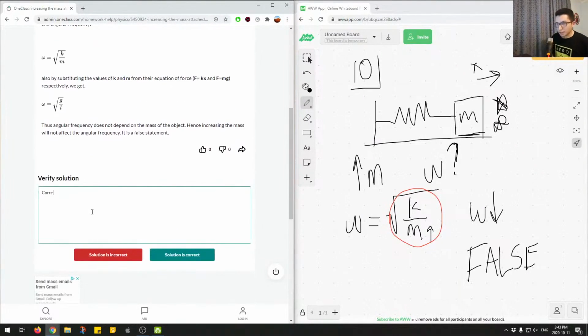So correct answer. Great job. And we'll mark this solution as correct.